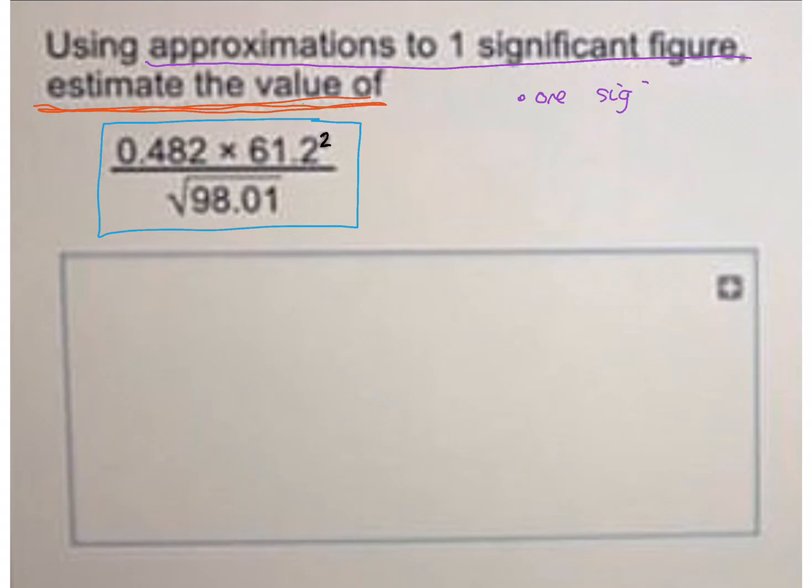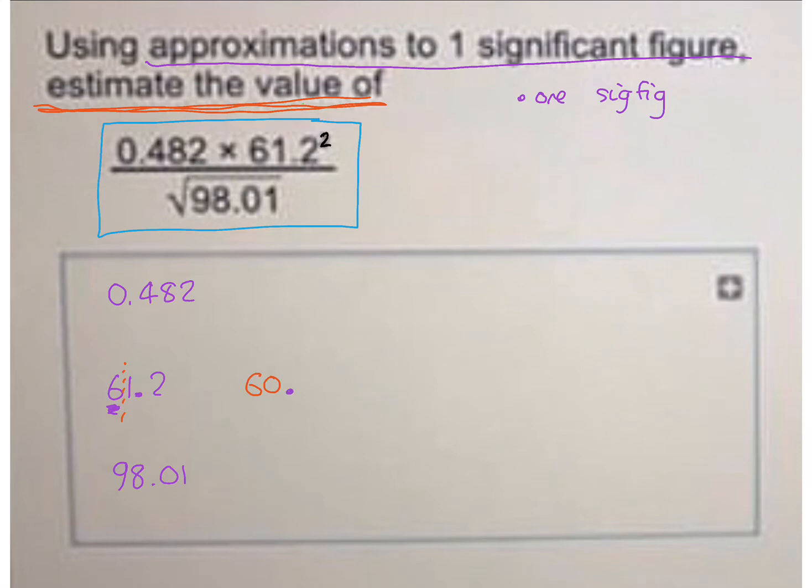So we do that by taking all of the numbers that are involved one at a time. So we have 0.482, 61.2, and 98.01. Now I'm going to start with the middle one because it's the easiest one to round. So this 61.2, the first significant figure is that 6 at the start. So we're going to round after that. That 6 followed by a 1 is going to leave us with a 6 followed by a 0, and then our point we put in there as well. So when we round that, it'll become a 60.